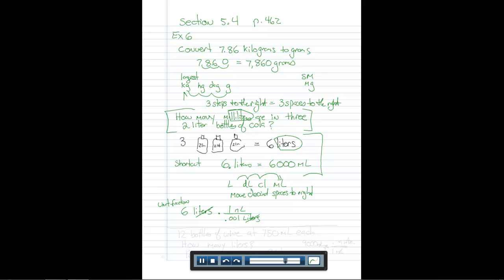So, let's have you, if we buy 12 bottles of wine at 750 milliliters each, how many liters would that be?